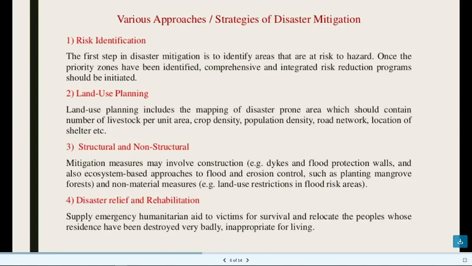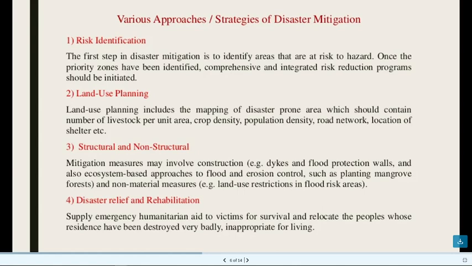So, the various approaches and strategies of disaster mitigation. We already shared some information about these various approaches. Risk identification is how we can mitigate the possible disaster in every community that we belong to. First, very important, is to identify the risk. What are the risk factors or possible risks in every community?